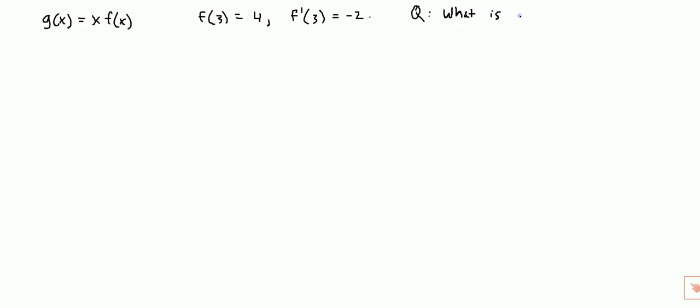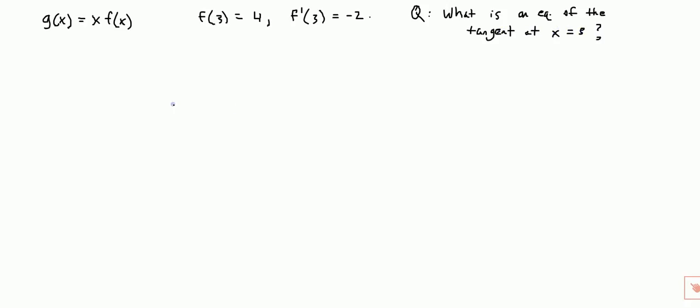In this video we have g of x equals x times f of x, and the problem tells us that f of 3 equals 4 and f prime of 3 equals negative 2. And the question they ask is, what is an equation of the tangent at x equals 3?